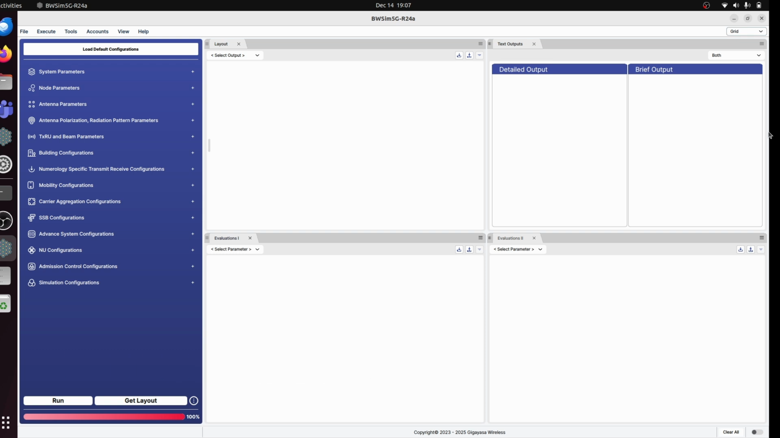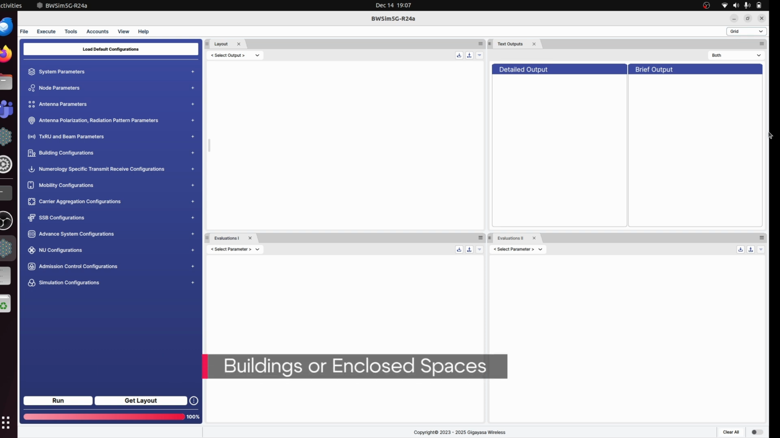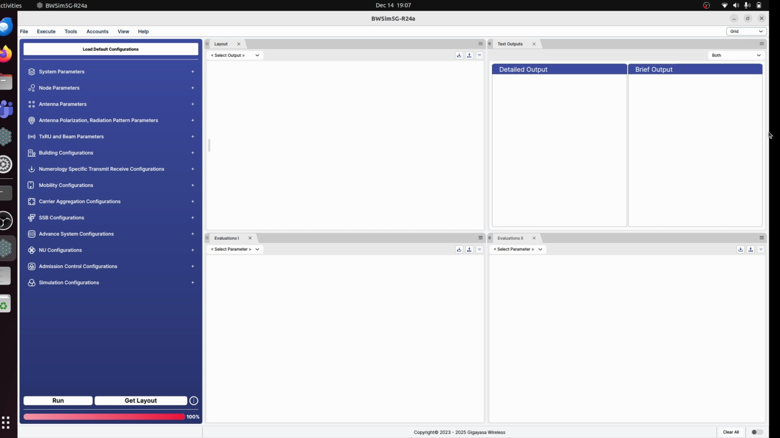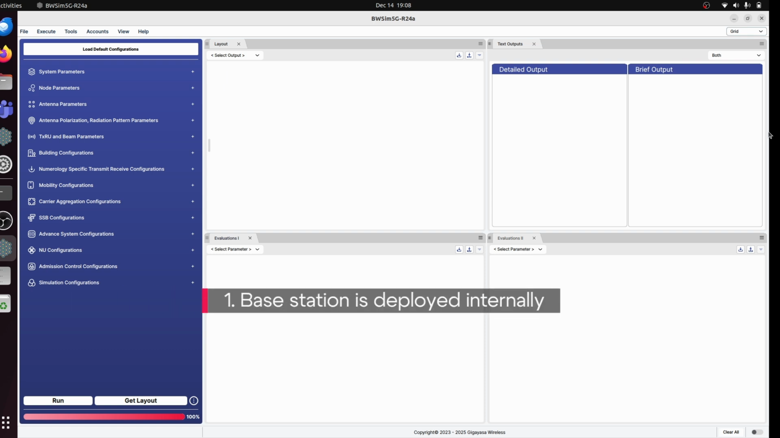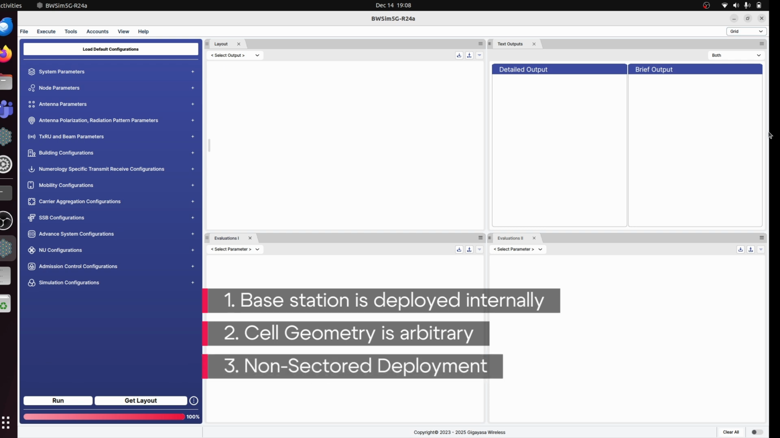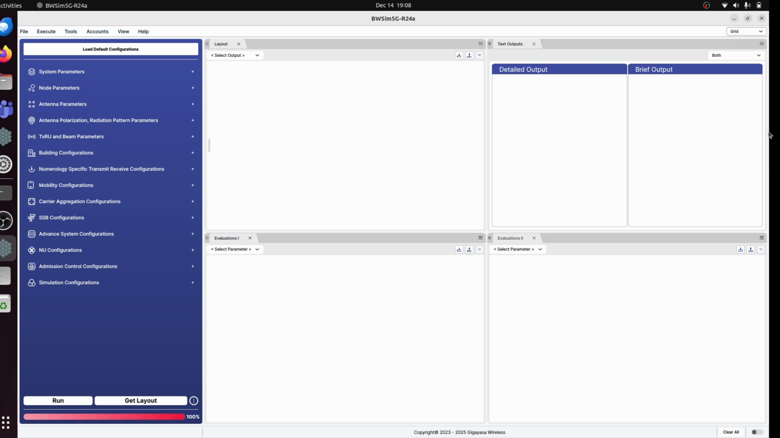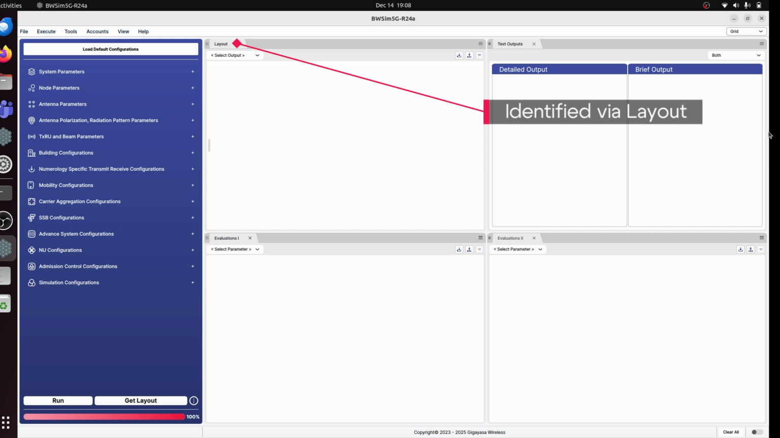In the context of wireless communication, the term indoor scenario pertains to locations within buildings or enclosed spaces where wireless devices communicate. Distinctions between indoor and outdoor scenarios are as follows. The base stations in indoor scenarios are deployed inside the building, hall, or the enclosed space in general. Arbitrary geometry of the cell and coverage of the cell are assumed. Finally, the deployment very often is non-sectored. In this experiment, these observations can be noted via the layout, and we will be doing so.